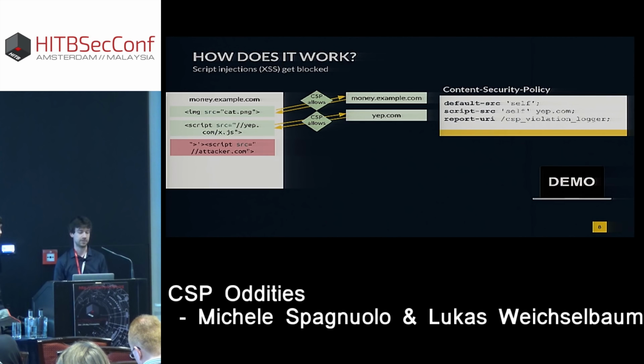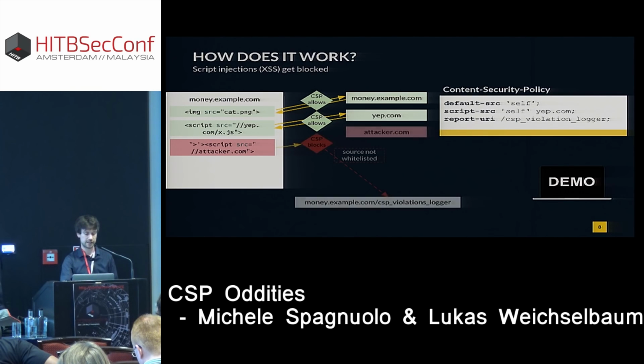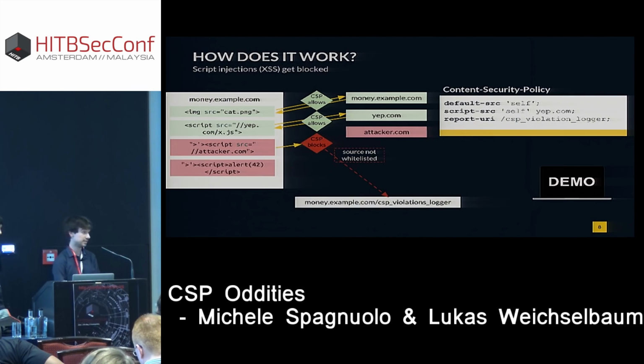But if an attacker tries to inject markup like this, the usual reflected XSS, right? It breaks out of your markup, and then he wants to source his scripts from his attacker.com domain. So he does this, script src attacker.com. This is blocked because the source is not whitelisted. There's no attacker.com, right? And a report is sent to the CSP violation logger.